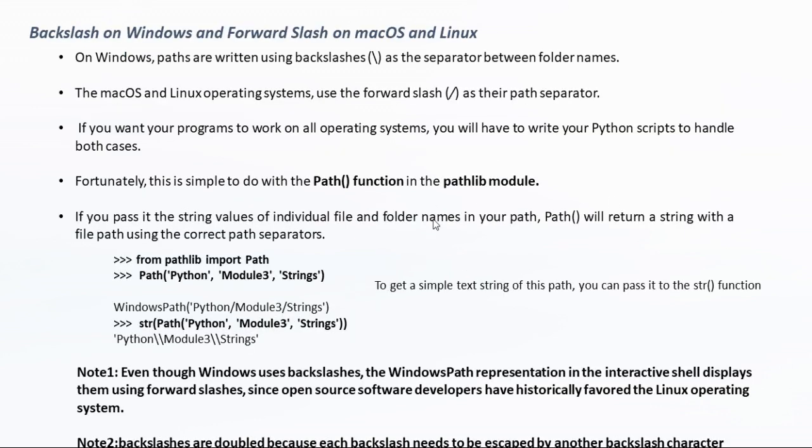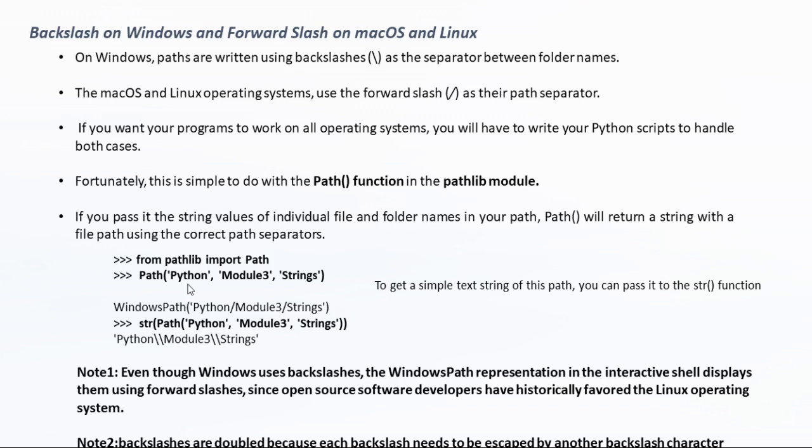First, let's try to understand the way file paths are handled. In Windows, file paths are written using backslashes as a separator, whereas in Mac OS and Linux operating systems, the path separator is a /. We want our programs to work on all kinds of operating systems. This can be easily done in our Python script by using the Path function, which is available in the pathlib module. First, from pathlib, we have to import Path.